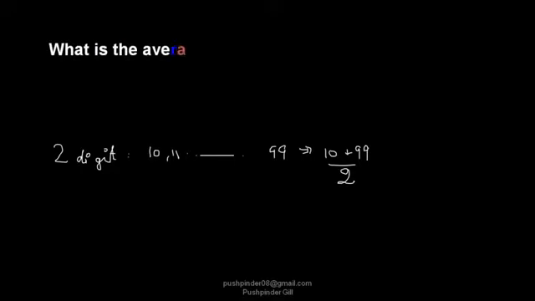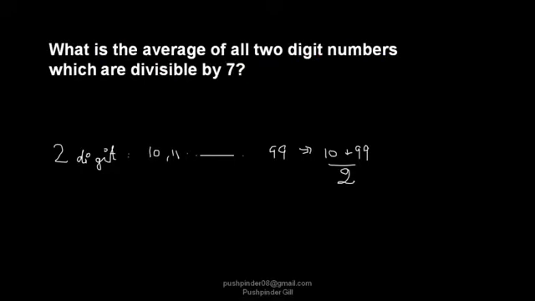Now if I say what is the average of all 2-digit numbers which are divisible by 7, so what are those numbers? What's the first number? Do I hear 14? Yeah. What's the last number? It's 98. 98 is the number which is divisible by 7, isn't it? So what is the average of those numbers? 14 plus 98 by 2.